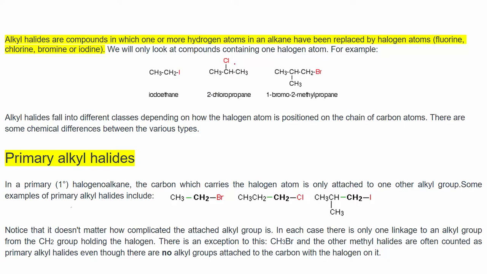Here in 2-chloropropane, we have a secondary alkyl halide. We know it's a secondary alkyl halide because this carbon is a secondary carbon. It's bonded to two other carbons. And here in 1-bromo-2-methylpropane, this is a primary alkyl halide, and it's primary because this carbon is primary. It's only bonded to one other carbon.